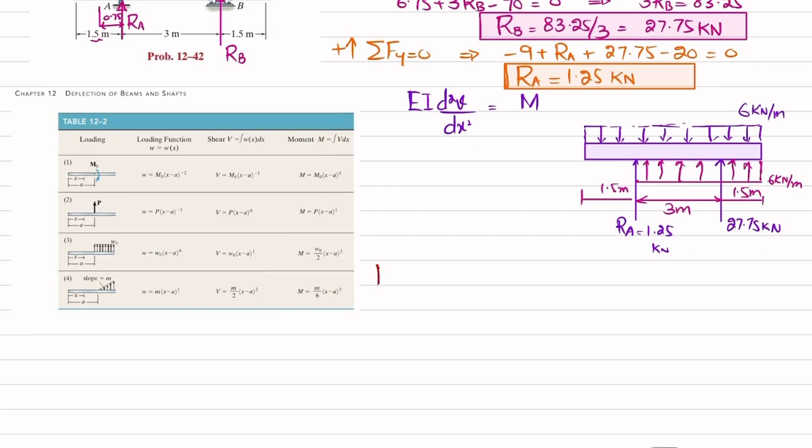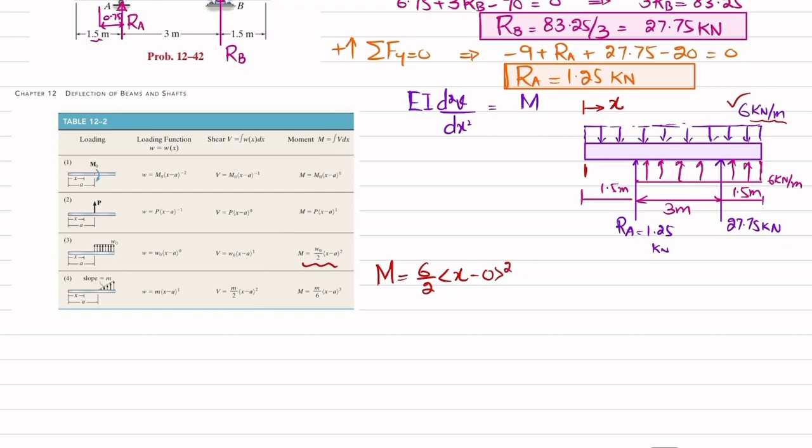So I will write moment equation. So for first, this uniformly distributed load of 6 kilonewton. So you can see X start from here, clear? And here in this case, for this load of 6 kilonewton, A is equal to 0. So moment equation is this one, which is W naught by 2. So W naught is 6. So 6 divided by 2 into X minus A. So A is equal to 0 because this load start from this end. So X minus 0 power 2.